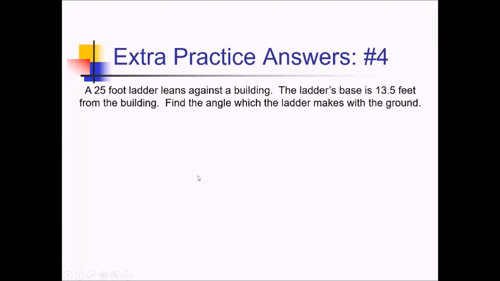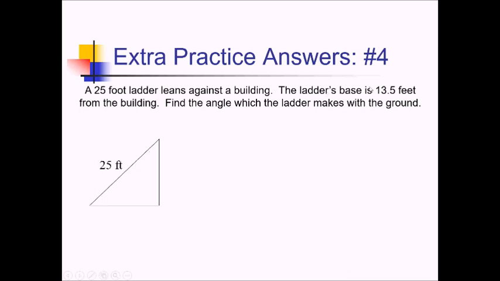For this problem, we have a 25-foot ladder leaning against a building. The ladder's base is 13.5 feet from the building. We want the angle the ladder makes with the ground. So since it's the angle with the ground, we're talking about an angle of elevation. So that's a right side up triangle here. The hypotenuse is our ladder. The building is this right side of the triangle, and the ground is the bottom. So 25-foot ladder. That means we have a 25-foot hypotenuse.